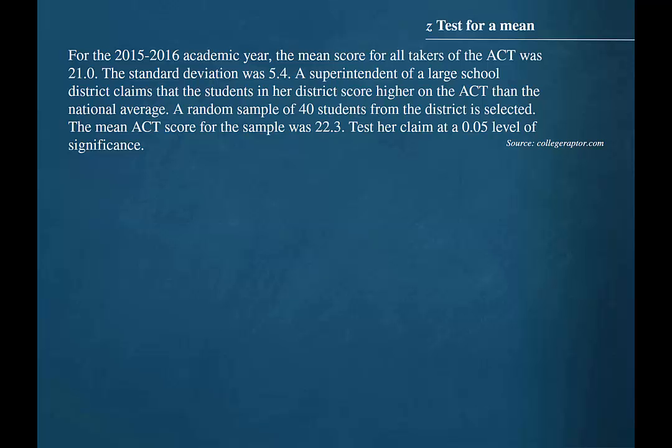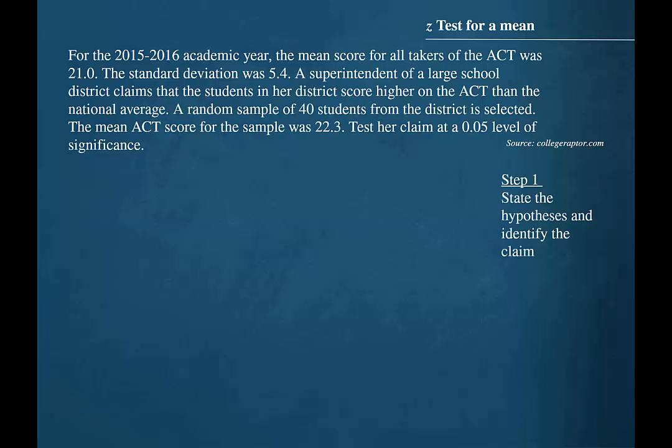A superintendent of a large school district claims that the students in her district score higher on the ACT than the national average. A random sample of 40 students from the district is selected. The mean ACT score for the sample was 22.3. Test her claim at a 0.05 level of significance.